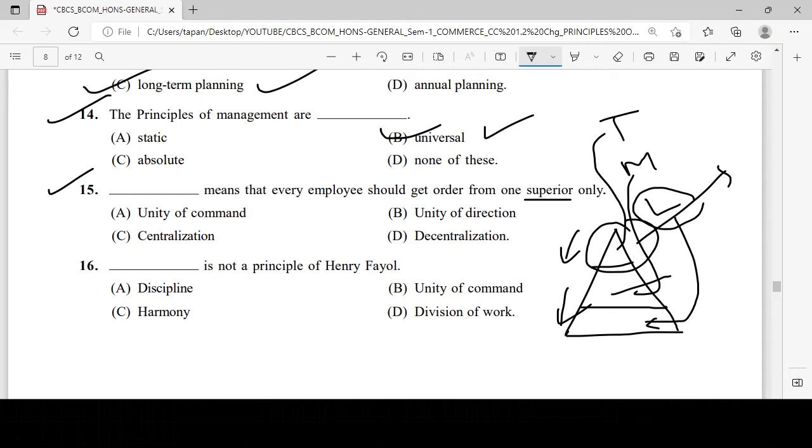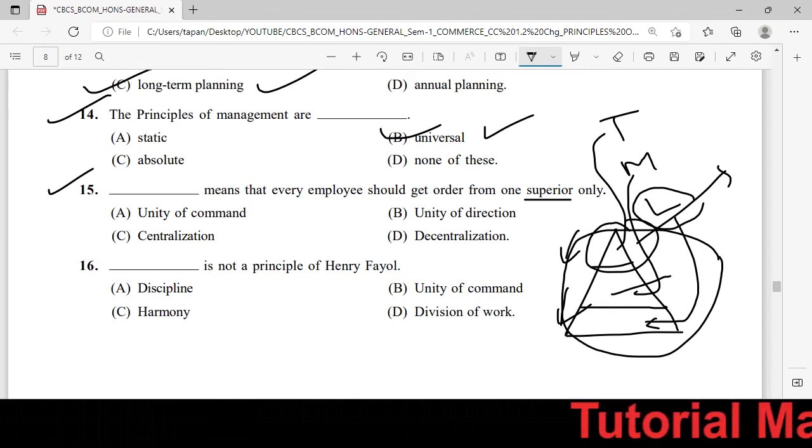You have to do it, and after performing the work, the lower level management will have to inform the middle level, and the middle level to the top level. In this way, it is rotating. Therefore, orders are always coming from top level to lower level. Therefore, the correct answer is from top level to lower level.